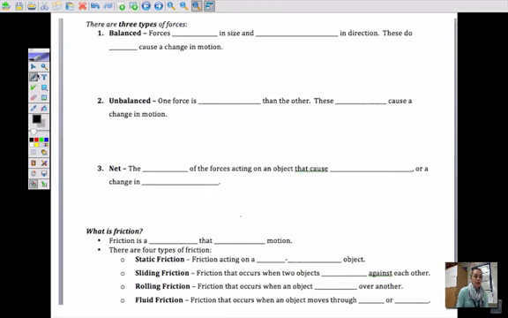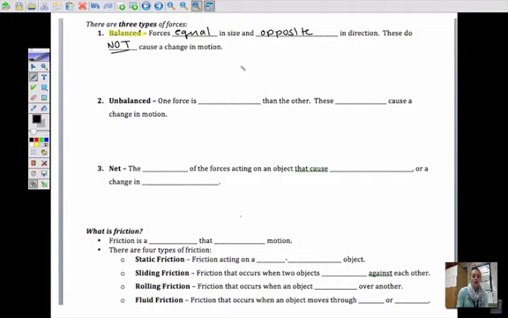There are 3 types of forces. The first are balanced forces. And balanced forces are forces that are equal in size and opposite in direction. These do not cause a change in motion.